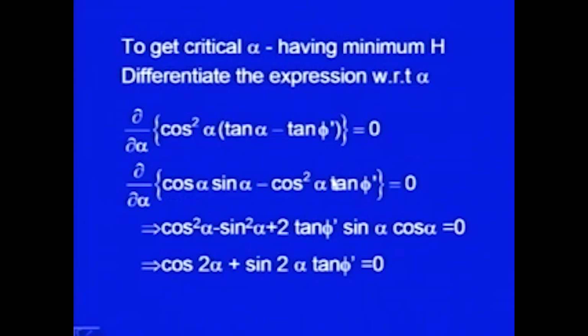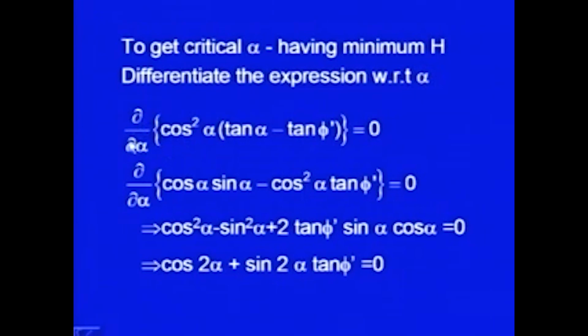Now, let us proceed further with the same problem. Let us get the critical alpha which has the minimum h, though in the previous numerical problem we have solved this and got the minimum value somewhere here. Let us get it theoretically also. We have the expression for the factor of safety, and we have the expression for the minimum h. We are going to differentiate that expression with respect to angle alpha and make it equal to 0.